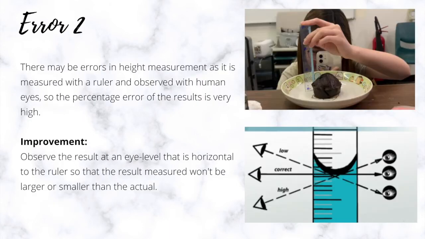The second error is that there may be errors in height measurement, as it is measured with a ruler and observed with human eyes, so the percentage error of the results is very high. To improve, observe the result at an eye level that is horizontal to the ruler, so that the result measured won't be larger or smaller than the actual.